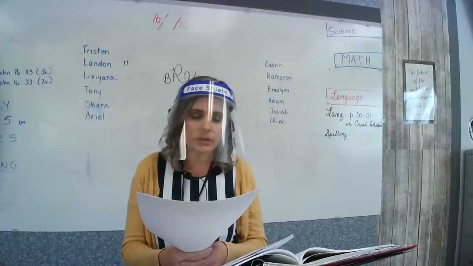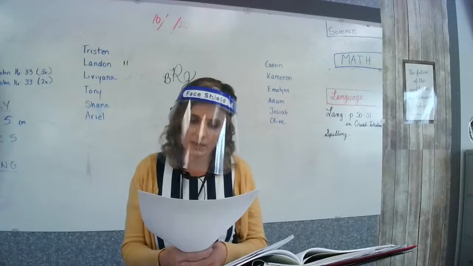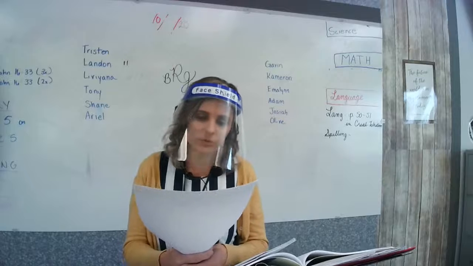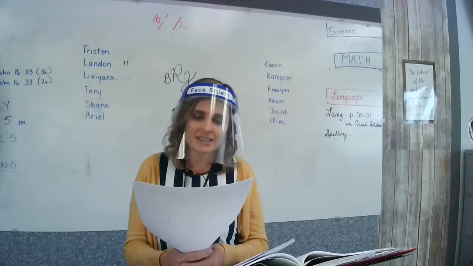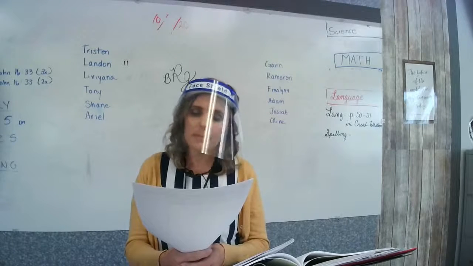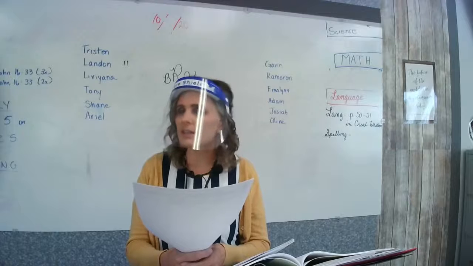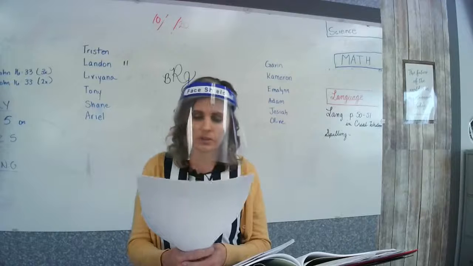Culture. Number two. Curious. Say it with me. Curious. As curious as a cat. Number three. Dangerous. Number four. Decision. Number five. Demonstrate. Say it again. Demonstrate. I want to demonstrate a magic trick for you.